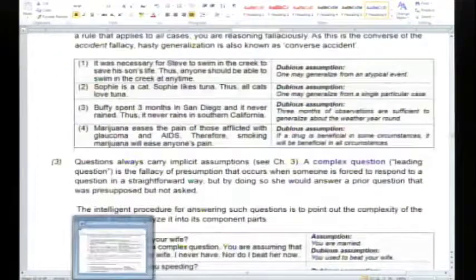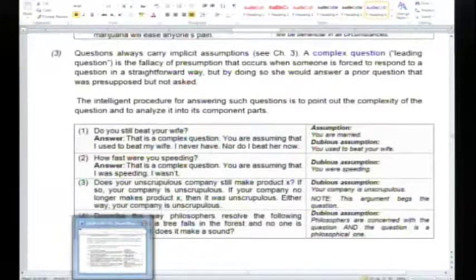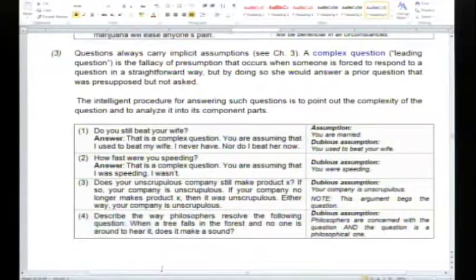All right, we've already talked about complex question. Complex question occurs when you dubiously assume an answer to a prior question that wasn't even asked. And the intelligent procedure for dealing with these questions is to point out the complexity of the question. Like, do you still beat your wife? You would say, well, that's a complex question. You're assuming that I used to beat my wife. I never have, nor do I beat her now. That's an intelligent response to that question, not yes or no, because then you're screwed.